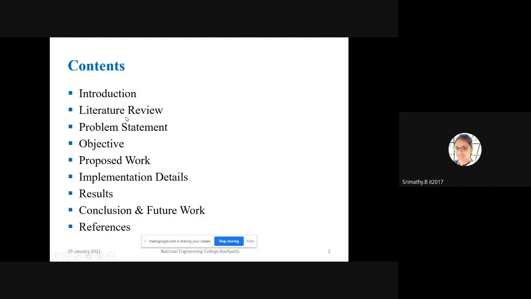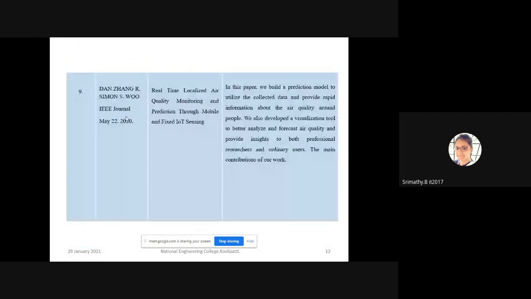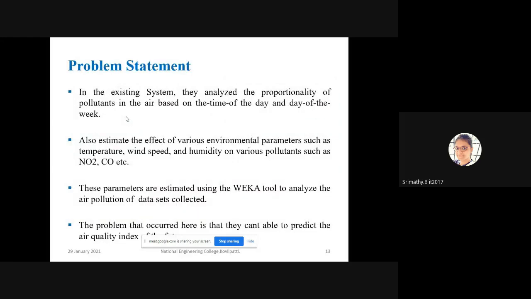Next, I will continue with the problem statement of the project. In the existing system, they analyze the proportionality of the pollutant in the air based on the time of the day and day of the week. But the problem that occurred here is they cannot predict the air quality index of the future.